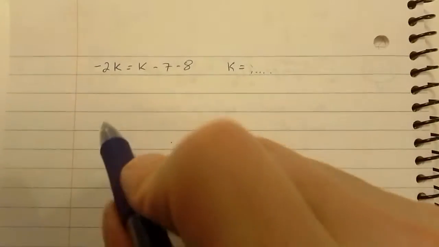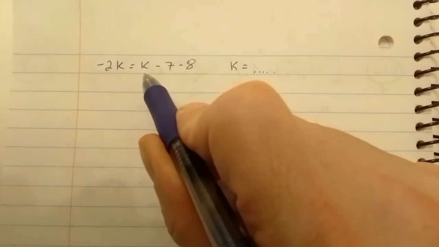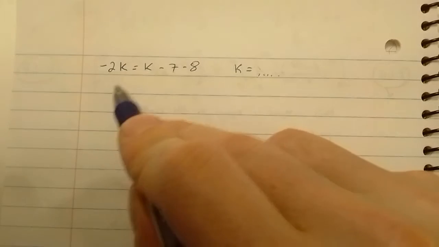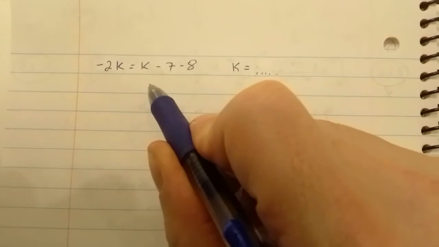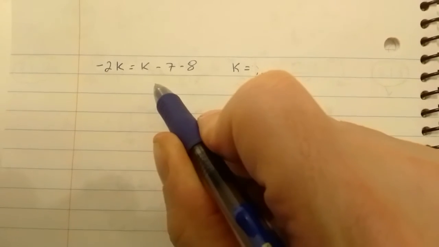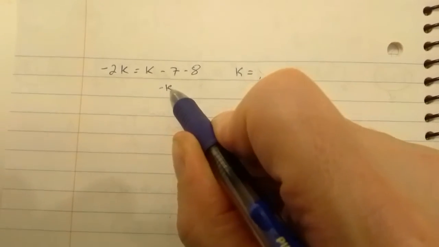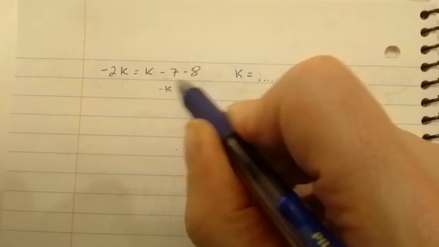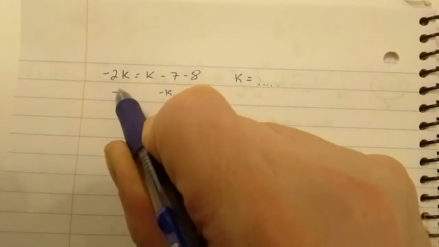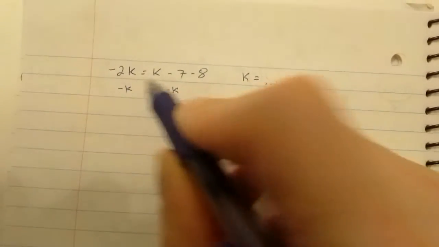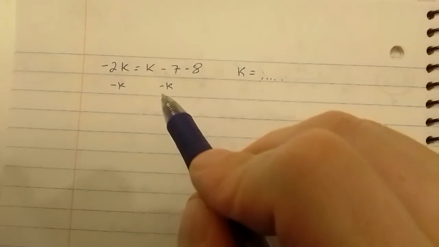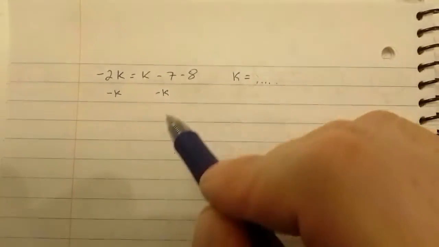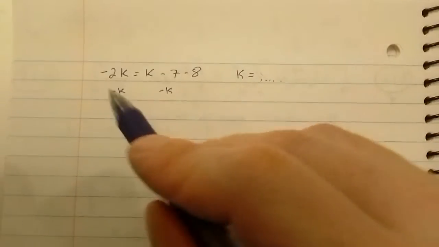So let's do that. We want to try to move all the k's over on this side. So how I'll do that, I'll subtract k, minus k, from this side, and also subtract k, minus k, from this side. If I subtract k from both sides, then the two sides will still be equal to each other, so it's still a true thing to write.